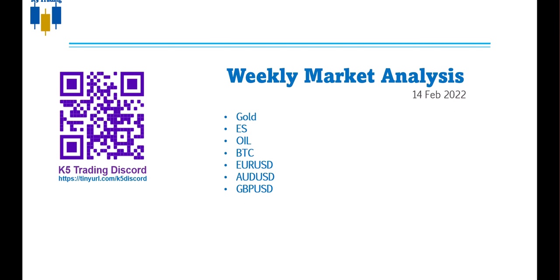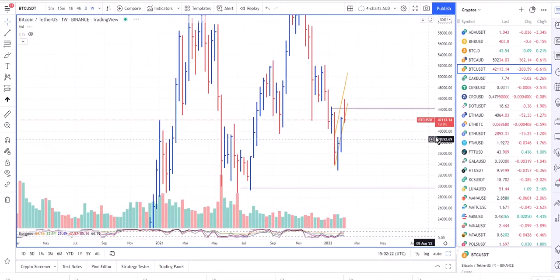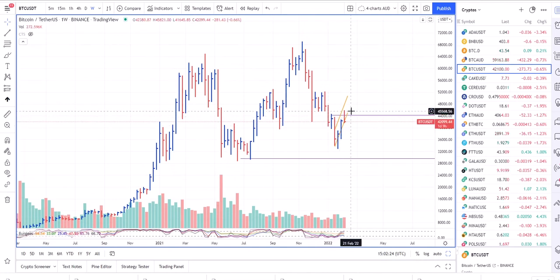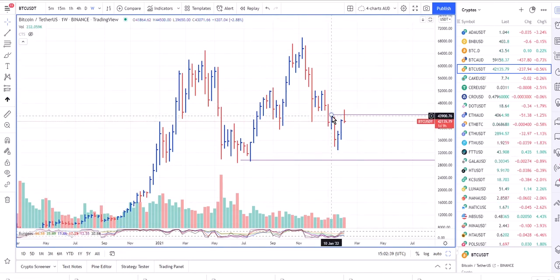With all that out of the way, let's start with our analysis, starting with BTC. As we mentioned previously on BTC, our key area of support is still around 29,000 to 30,000 on the weekly time frame, and it has already broken our supports as we were expecting, coming down from 43,000. Now it is currently trading around 42,000.